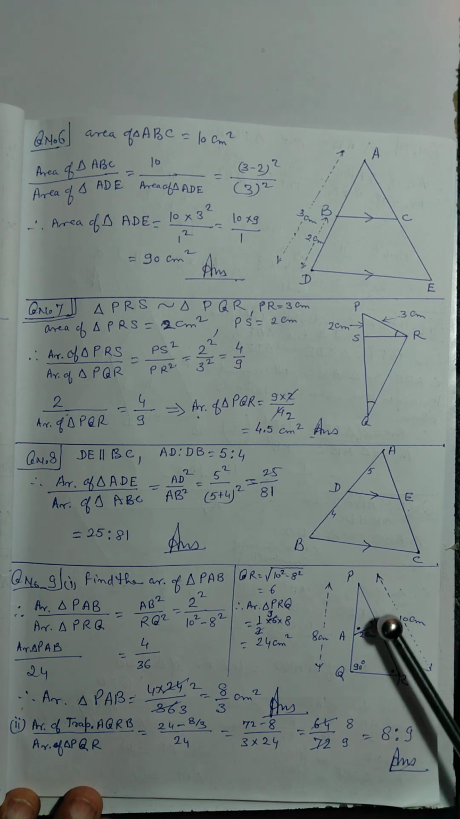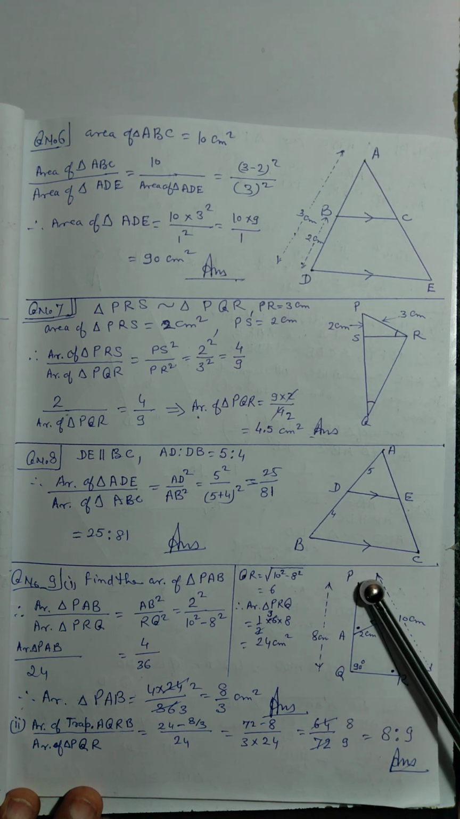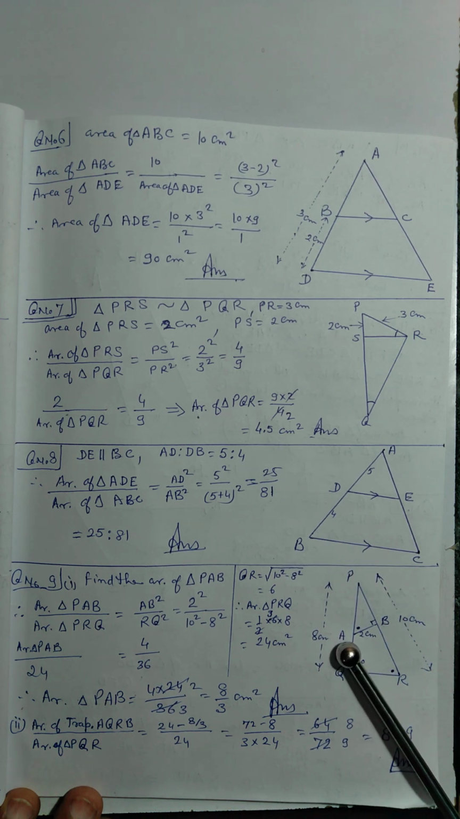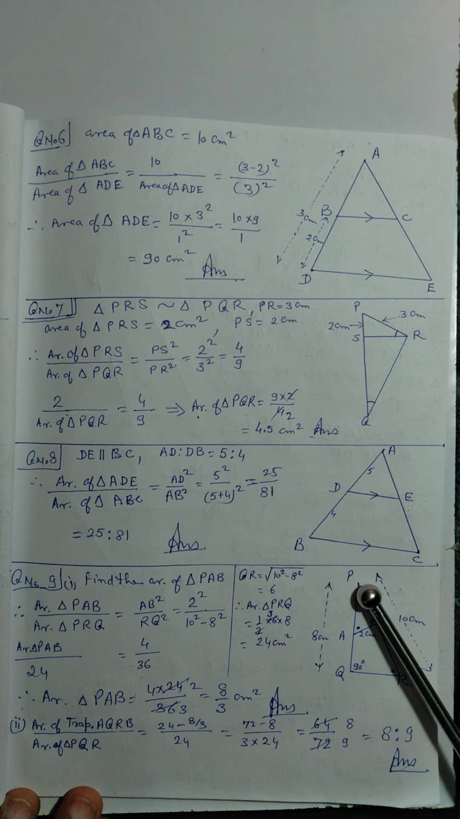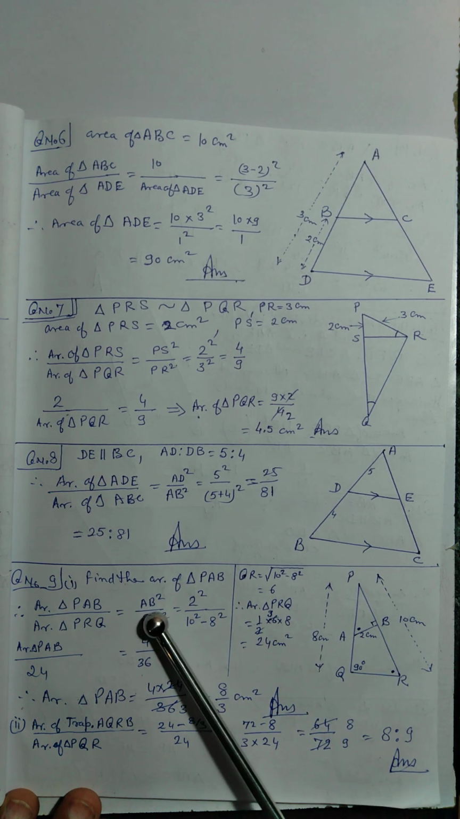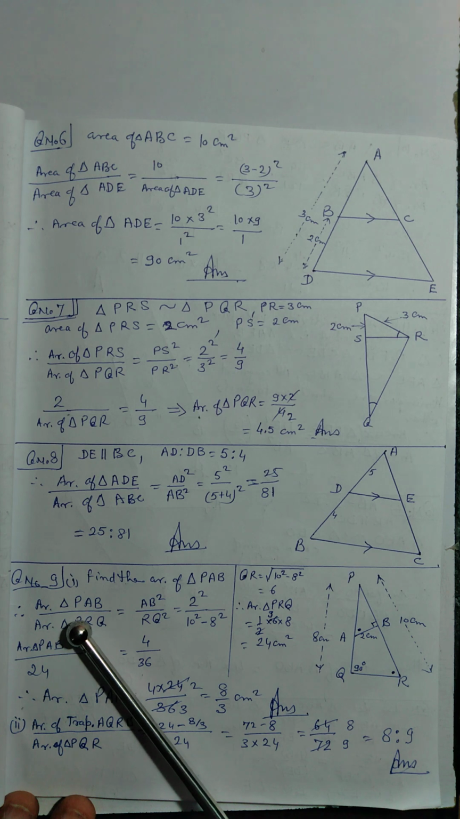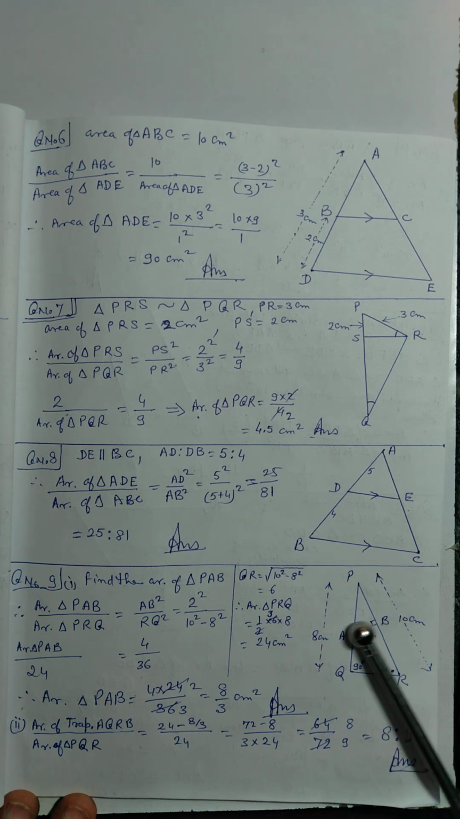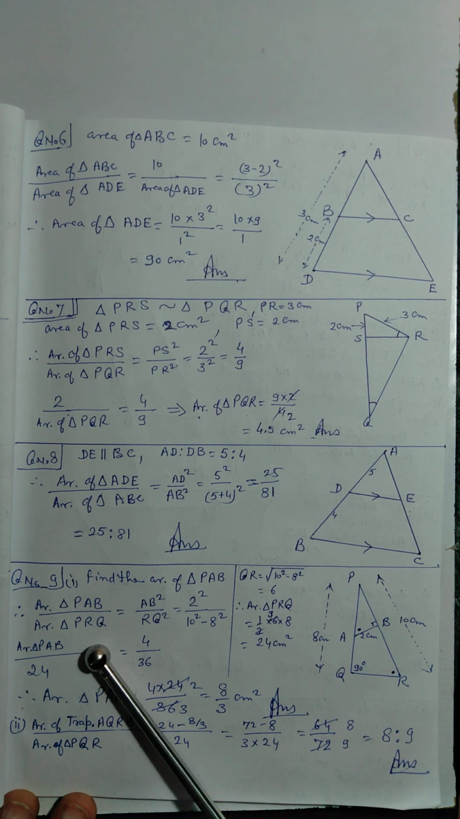Similarly, in triangle APB or PAB, if you add A plus P, again it will be 90 degree, because A and P are complementary angle to each other. So the area of a triangle PAB upon the area of triangle PRQ.